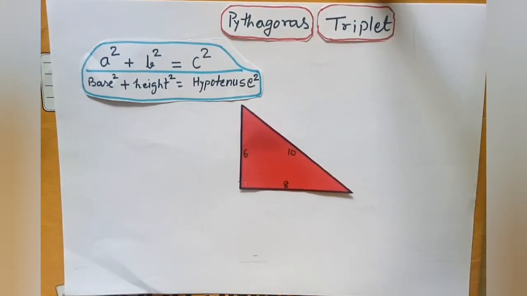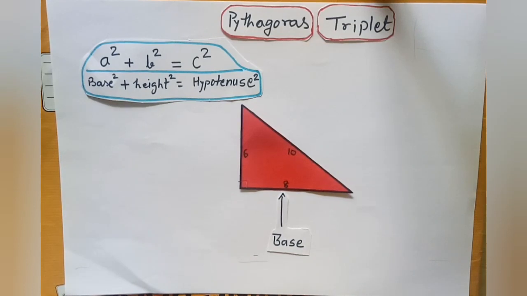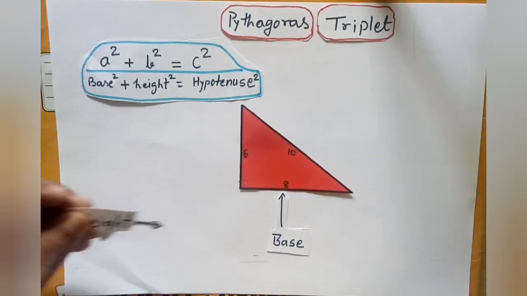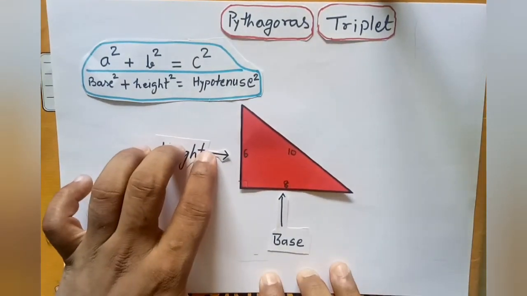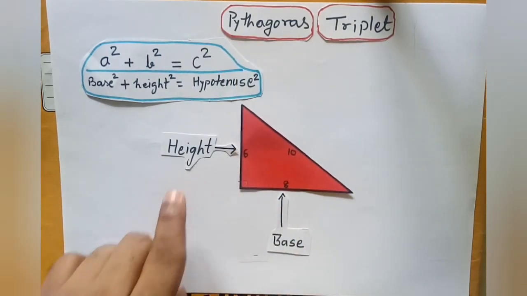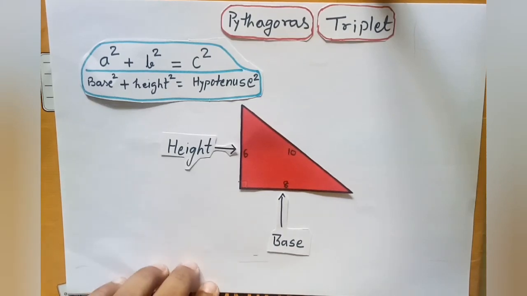So let's see what is the base here, what is the hypotenuse, and what is the height. The one down here is called the base because it's at the bottom. It's like when you build a house, you need a base and then you build all the floors and stories. And this one is a wall-like structure, perpendicular, straight up, and it's called the height. Normally the walls of a house are perpendicular; that is the height of the house.